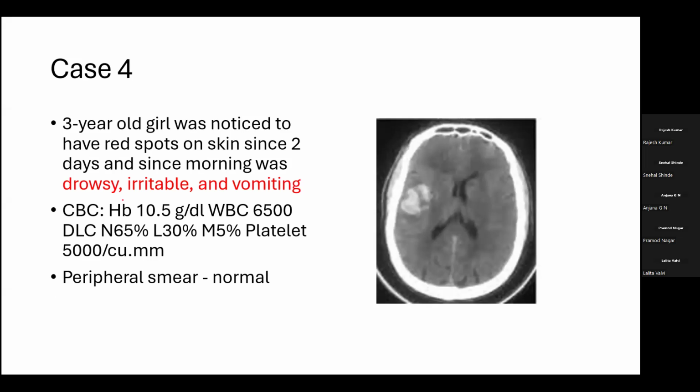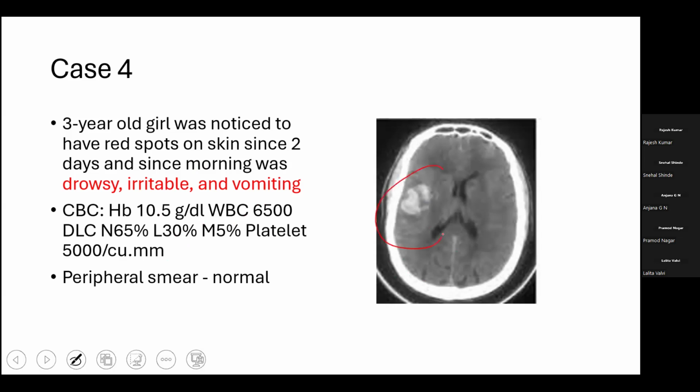Now, another case scenario, a 3-year-old girl, again, came with some skin bleeds for 2 days, but since this morning, she is drowsy, irritable, and vomiting. The complete blood count results were consistent with, again, immune thrombocytopenia. But remember, when in a background of ITP, the child is having neurological symptoms, worsening sensorium, or is vomiting persistently, always think of IC bleed and get a neuroimaging done.